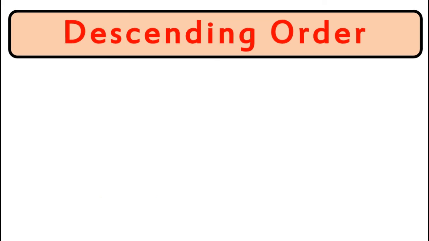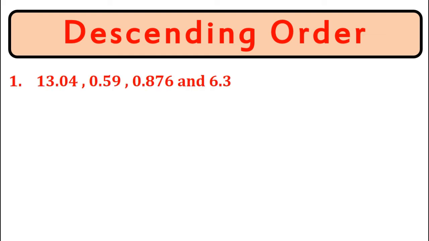Since we have understood the concept of ascending order in case of decimals, understanding descending order will be very easy. Let us look at the first example, which has the decimal numbers 13.04, 0.59, 0.876 and 6.3. At first we will look at the whole number parts. Descending order means we will have to arrange from the greatest number to the smallest number.